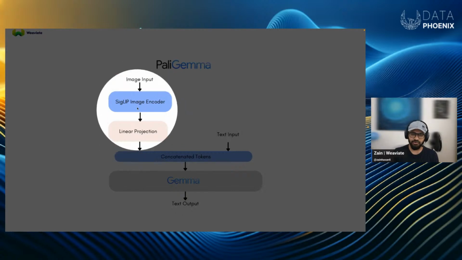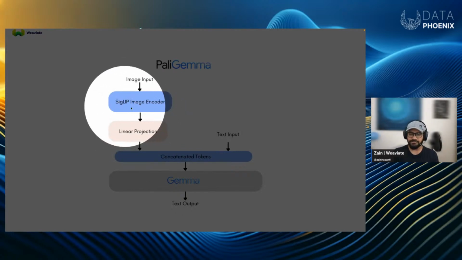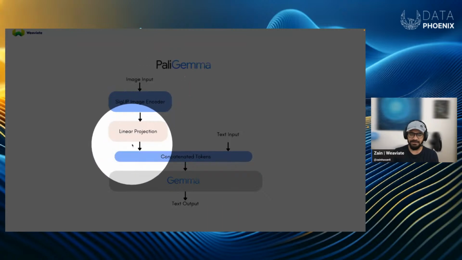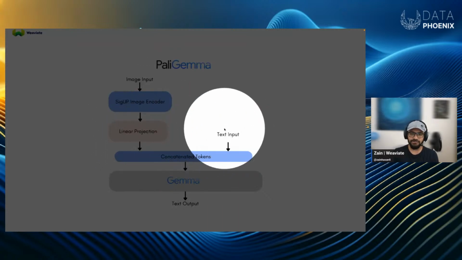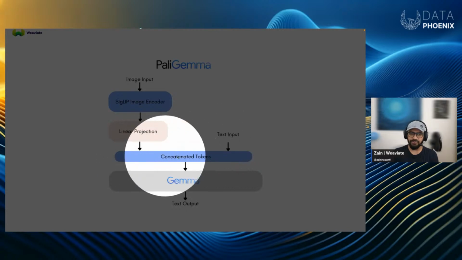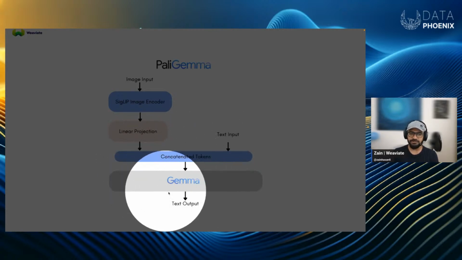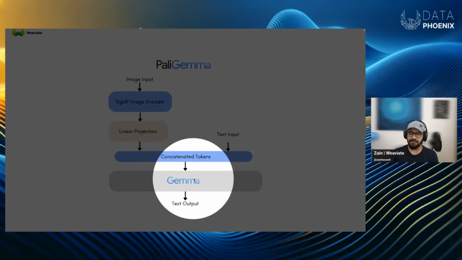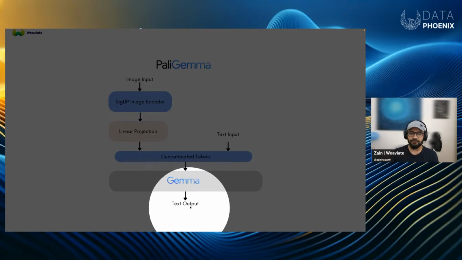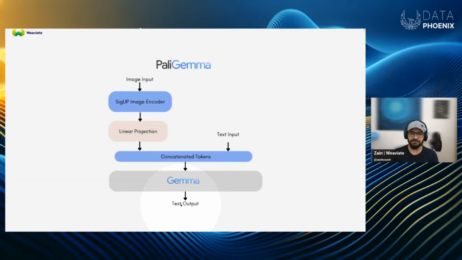You've got some sort of image encoder here. The image encoder is slightly different, and they use a different loss function, but the main idea is the same. You take your image and turn it into image tokens, you take the text and turn it into text tokens, and then you concatenate the tokens together and give it to Google's Gemma model, which is a 2 billion parameter, really small language model. And then it gives you a text answer.